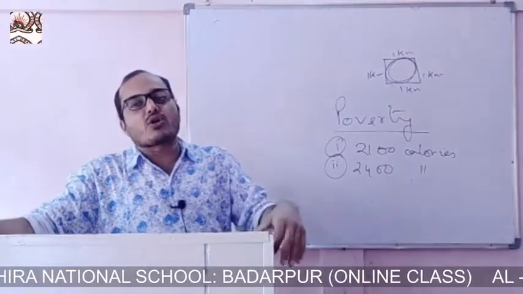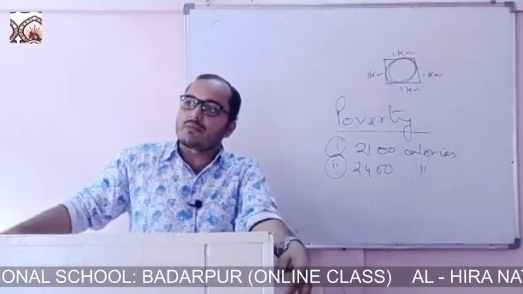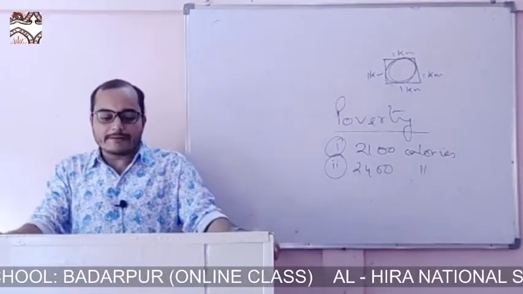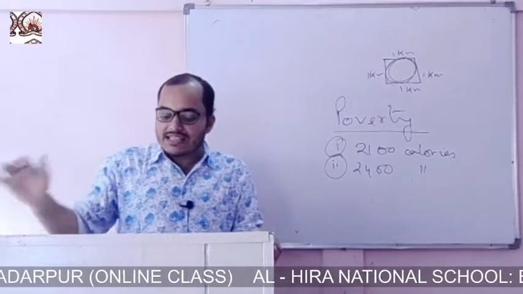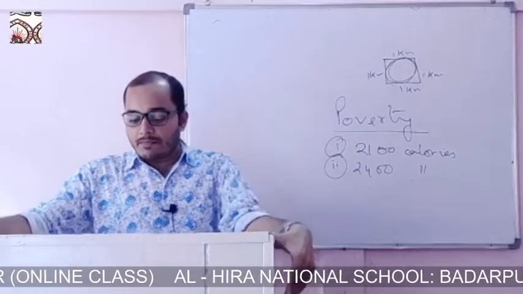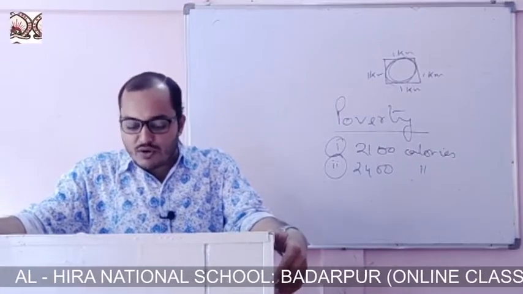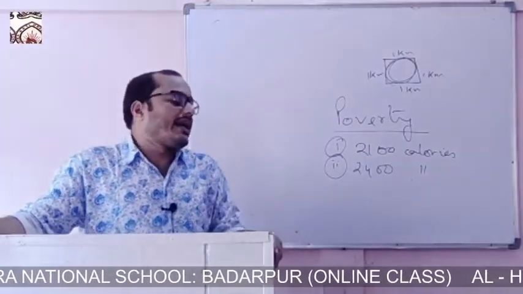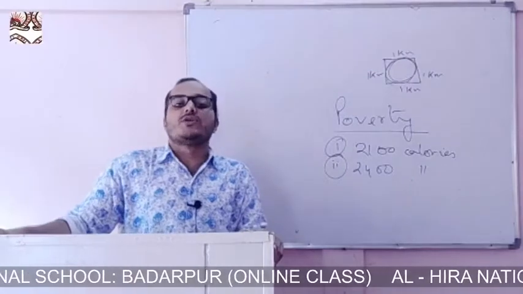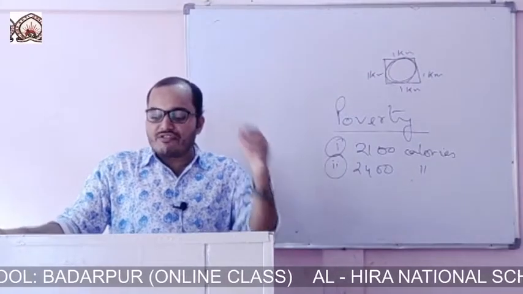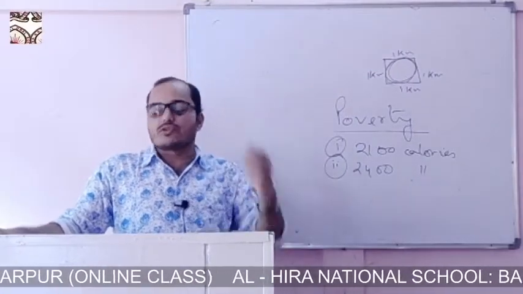Now, the decadal growth of India's population is 17.64, and the sex ratio is 940, highest in Kerala at 1084, and lowest in Haryana at 877. Now, what is the sex ratio? The sex ratio is the number of females per thousand males. It is called the sex ratio.